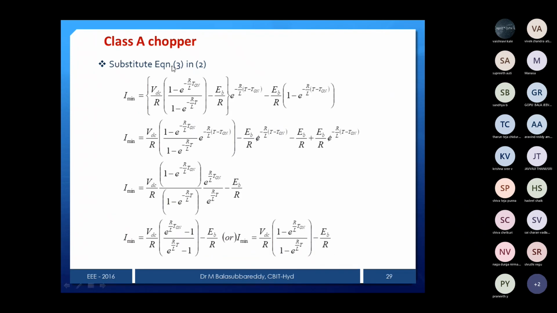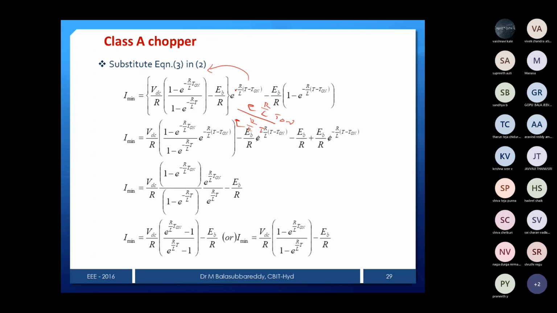Now you can see that equation 3 is substituted in equation 2. Then you can simplify this: I min is equal to I max into something. That I max value you already know, you can write it here. And simplify, you just multiply again the same way inside this factor. You can multiply inside and simplify this. I can split it like this also: e power r by L into t on divided by e power r by L into t.